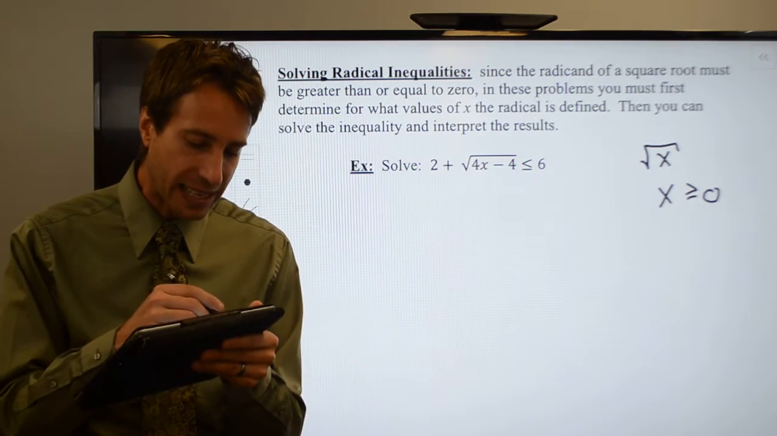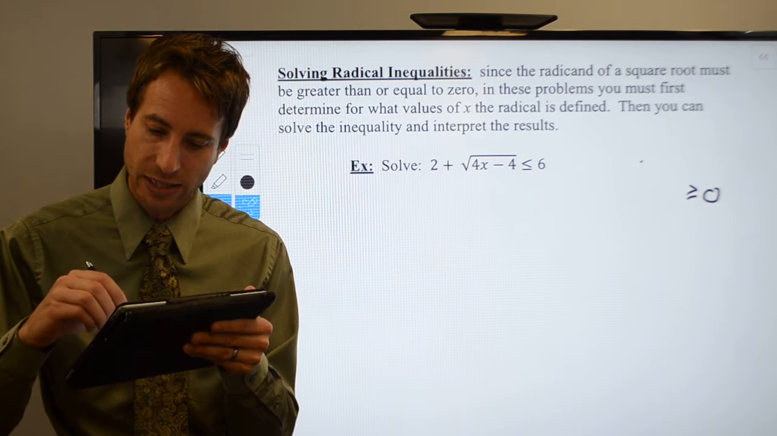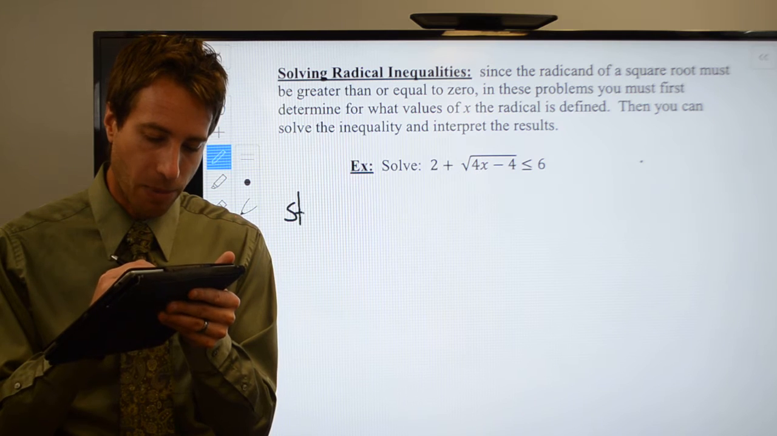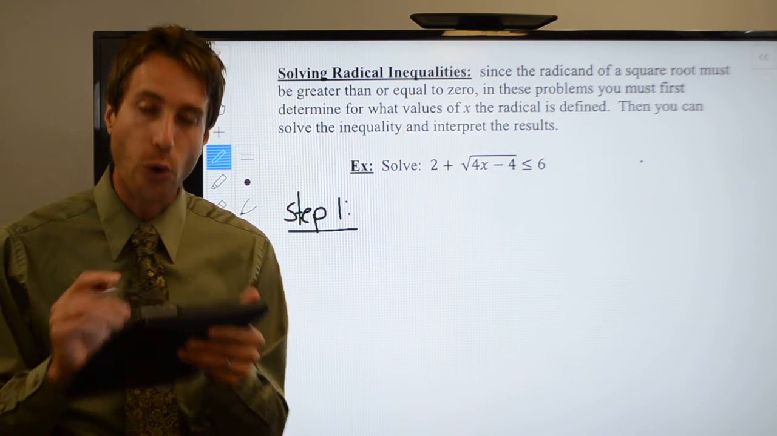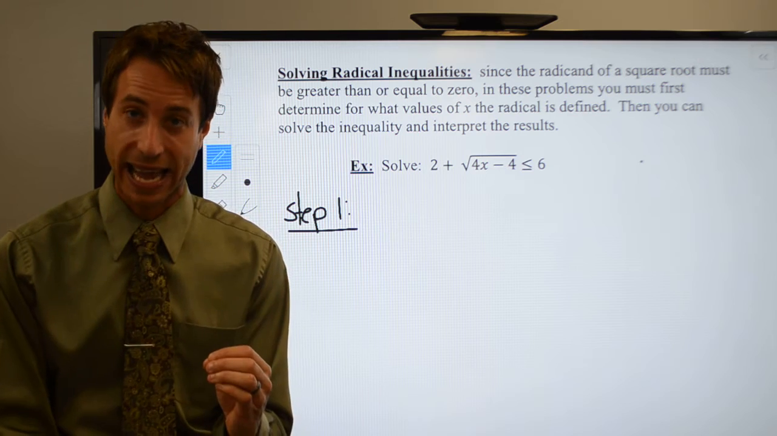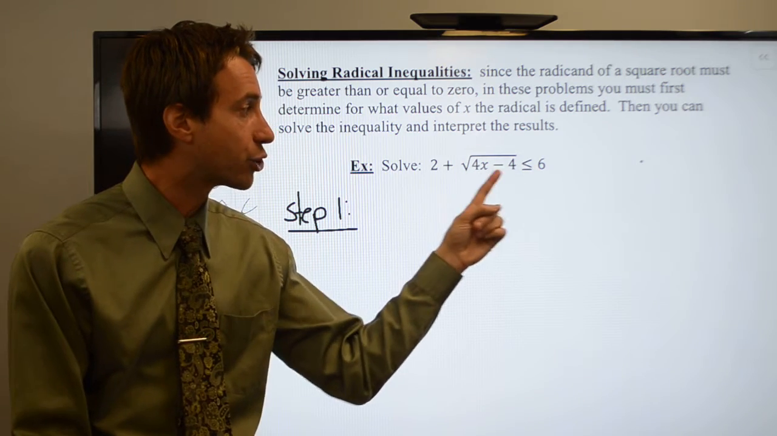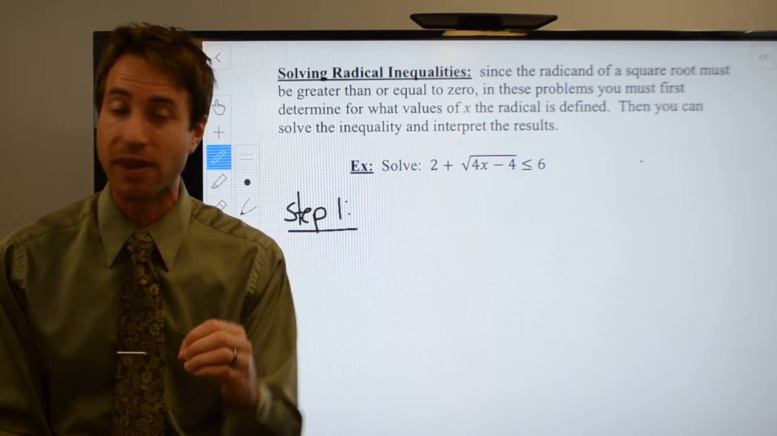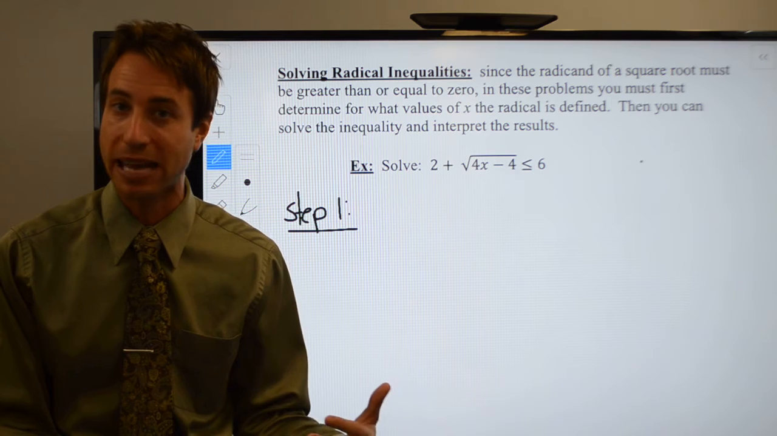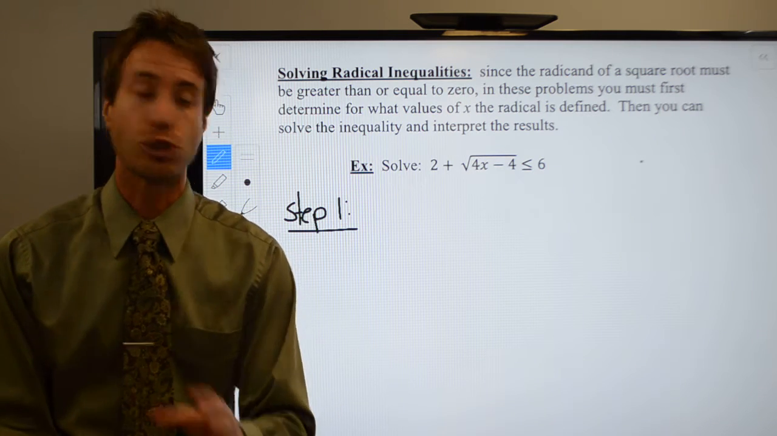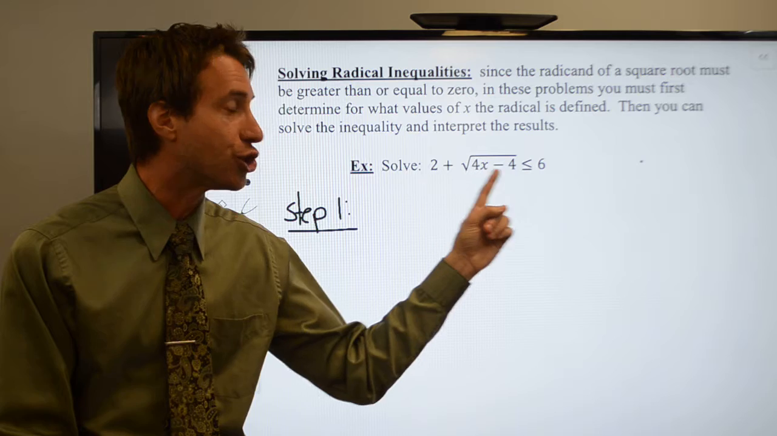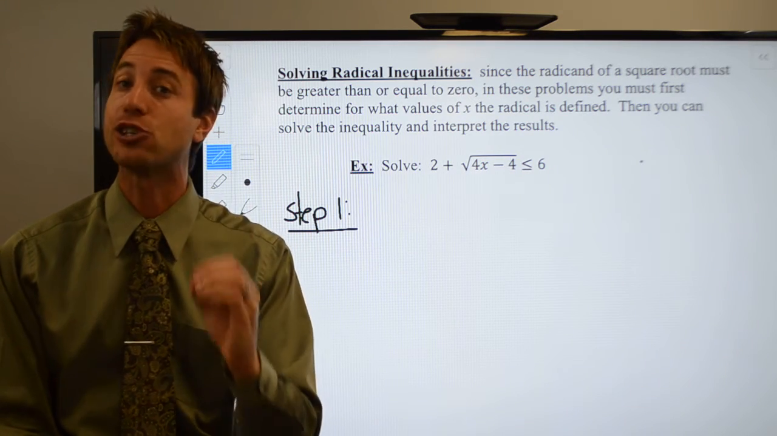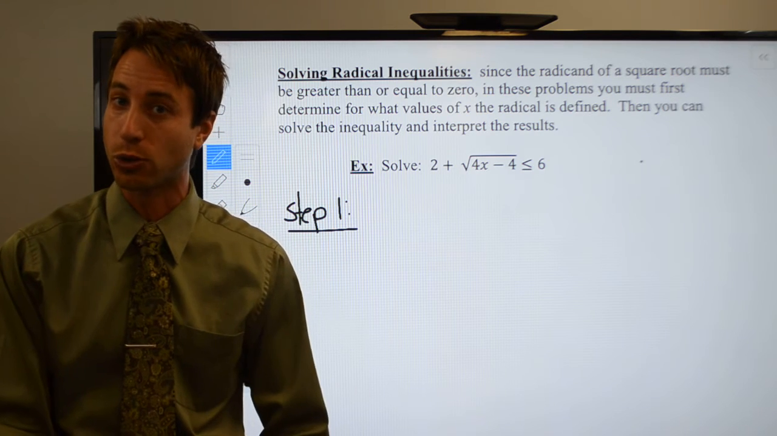So let's go ahead and take a look at this first one together and see how this is going to work. Like I said, it's a two-step problem where step number 1 is to set the radicand, what's underneath the square root, to be positive. I don't want to take the square root of negative numbers because that's imaginary, and I don't want imaginary numbers in my solution set. So I'm first going to look at just the radicand, what's under the square root, and make sure that it's greater than or equal to 0.